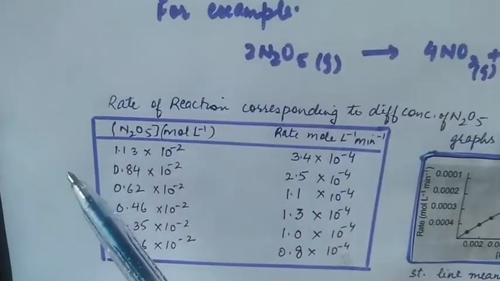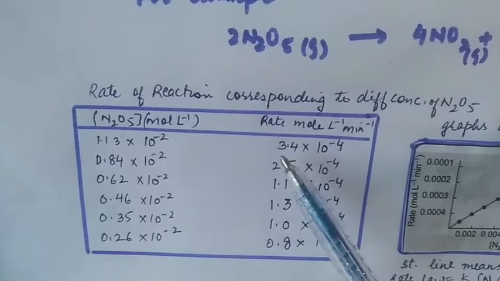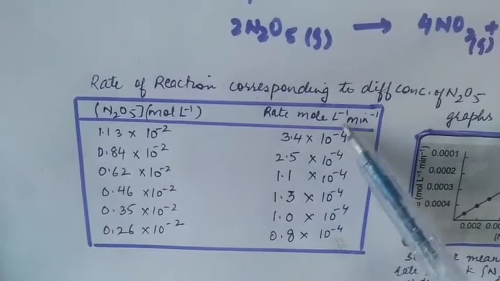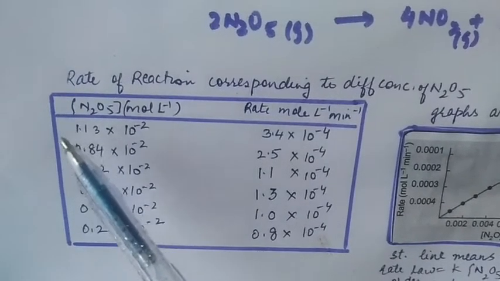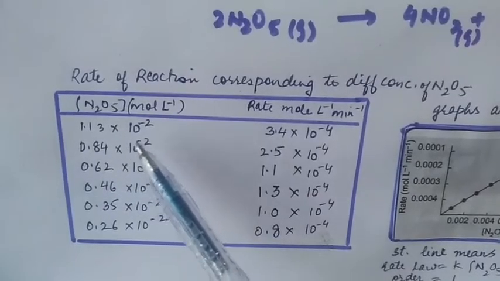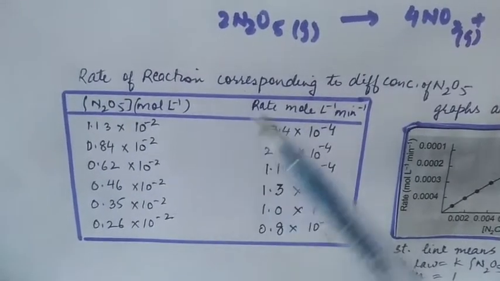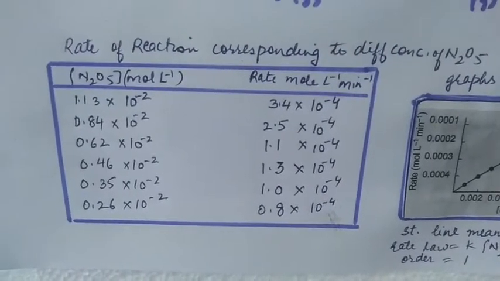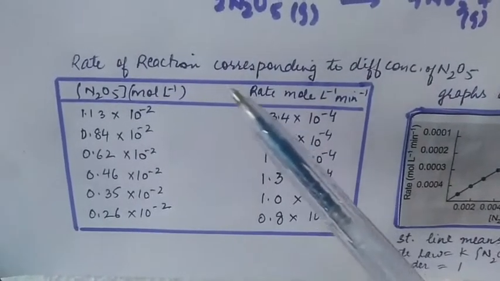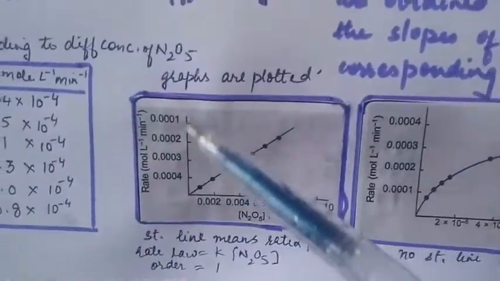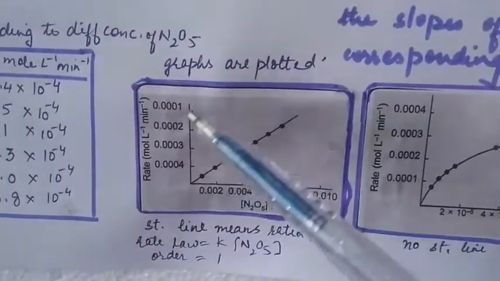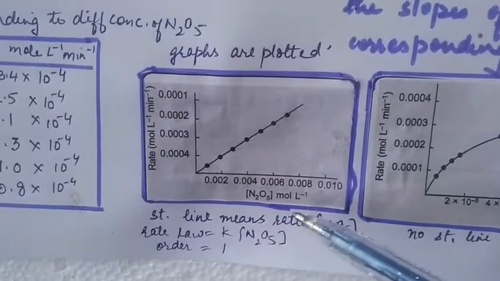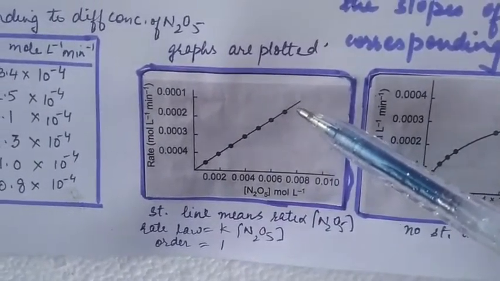Now supposing the rate comes to be 3.4 into 10 to the power minus 4 when the concentration was 1.13 into 10 to the power minus 2. Similarly, at other concentrations, the rates are here. We will plot a graph of rate versus concentration. Here's the graph based on these data.